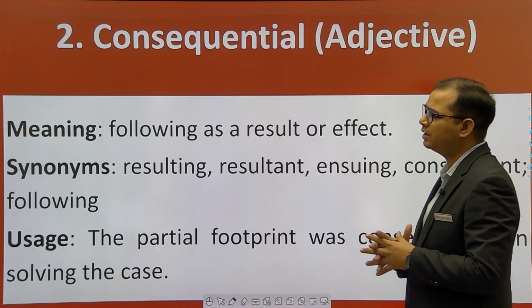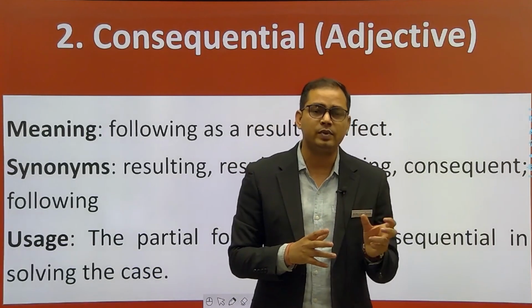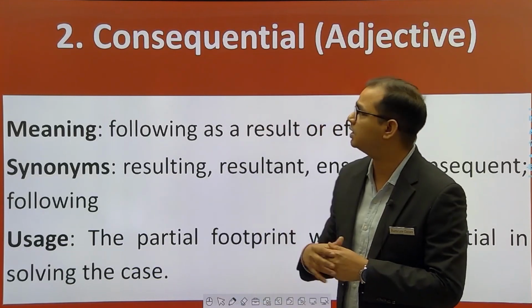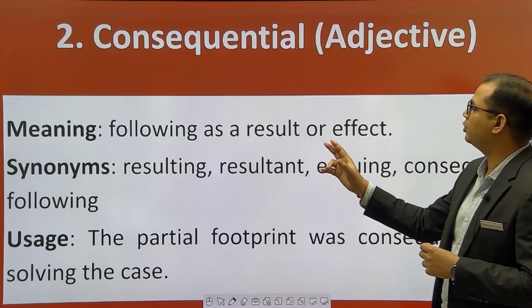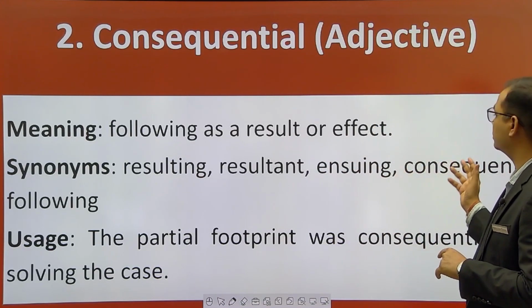The next word in the list is consequential. So you understand the term consequences, matlab iske jo aftermath honge, parinam honge, that is consequential, is in adjective form. So following as a result or effect, resulting, resultant, ensuing, consequent, following.